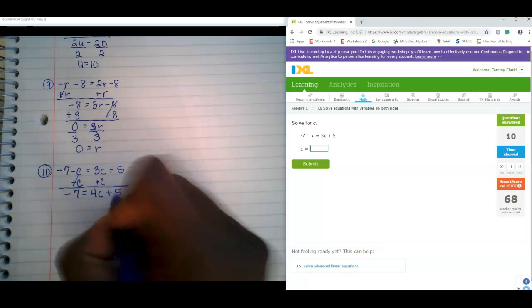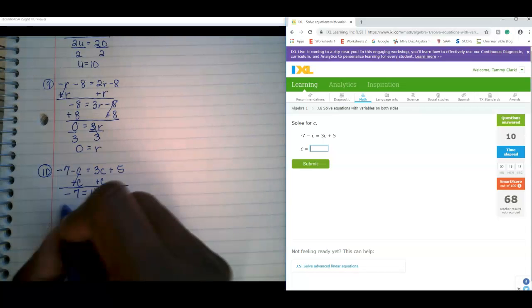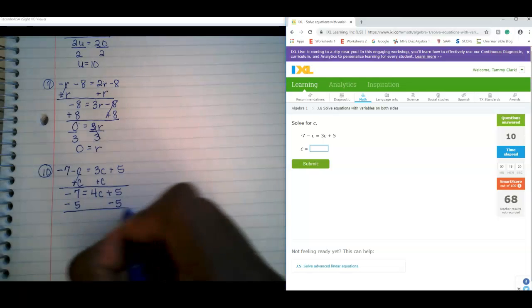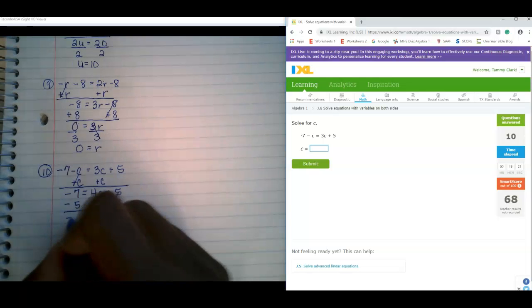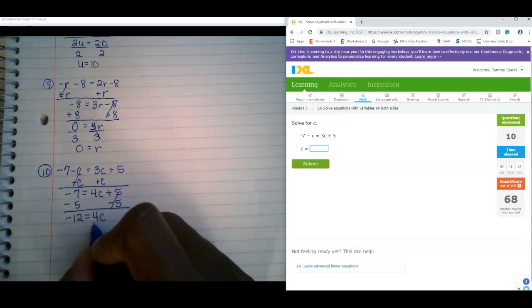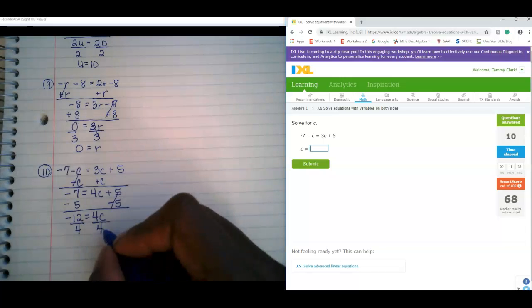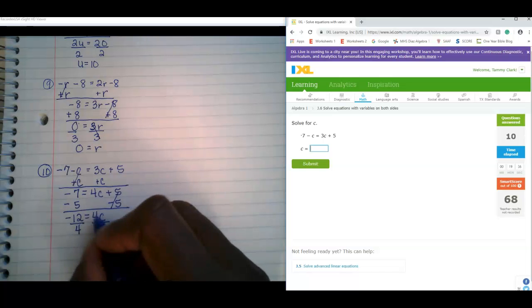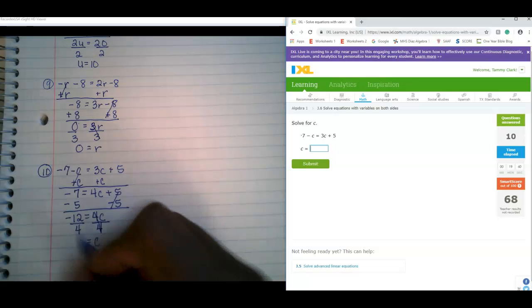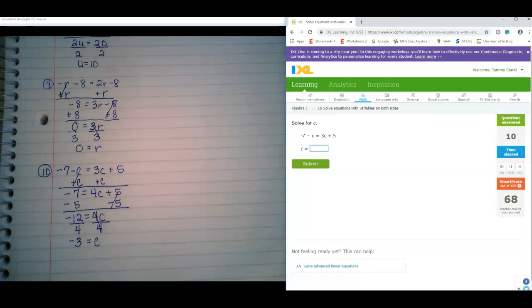4c plus 5. Then we're going to subtract 5 from both sides of the equation. And that leaves us with negative 12 equals 4c, 4 multiplied by c, and then we're going to divide by 4 on both sides of the equation to find out what c is. So 4c divided by 4 is 1c. Negative 12 divided by 4 is negative 3.